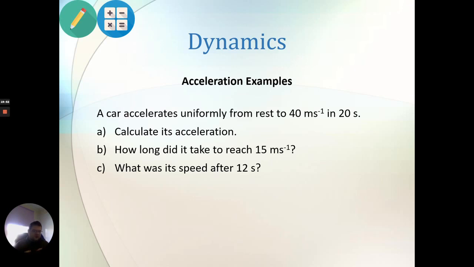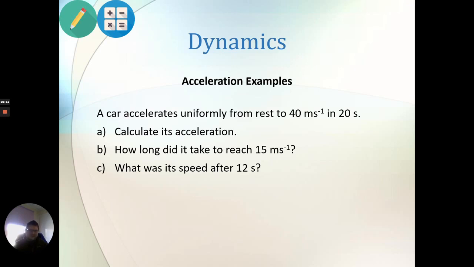Now, the first thing we need to think about is the vocabulary of the question. It's accelerating uniformly. That means the acceleration is constant. And it's accelerating from rest. Rest means zero. Rest means that you're staying still. So sometimes you're accelerating from rest, sometimes you're braking to rest.